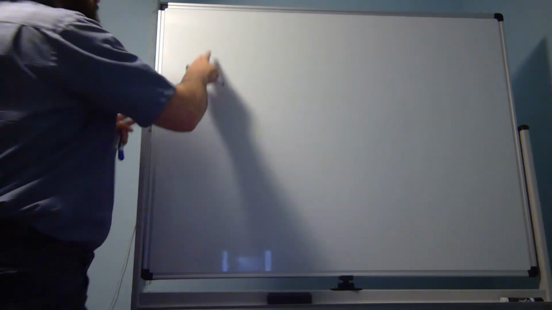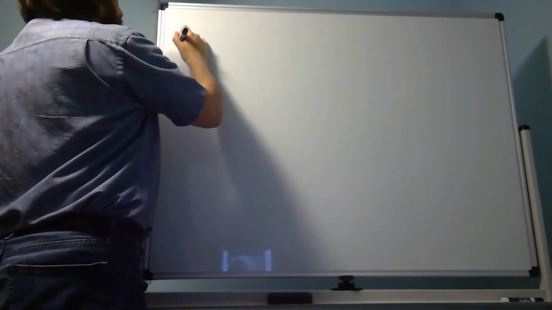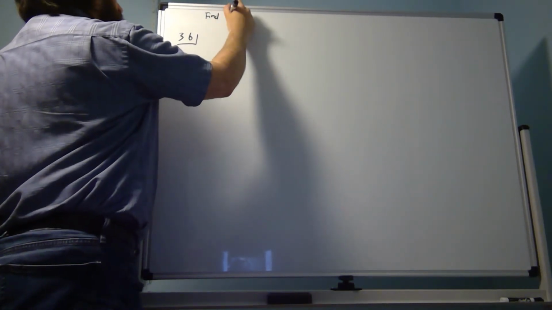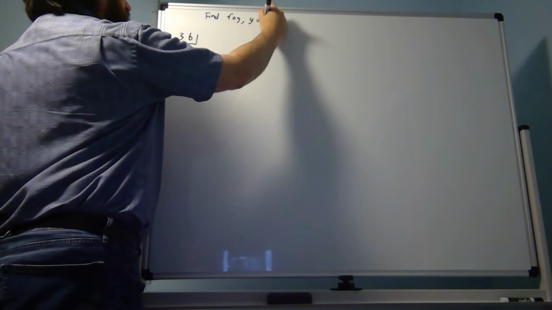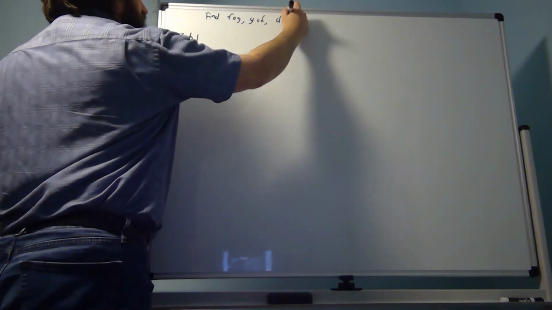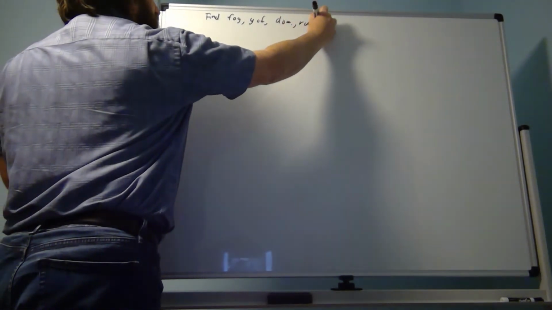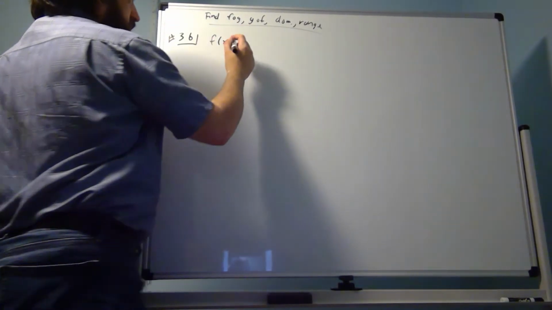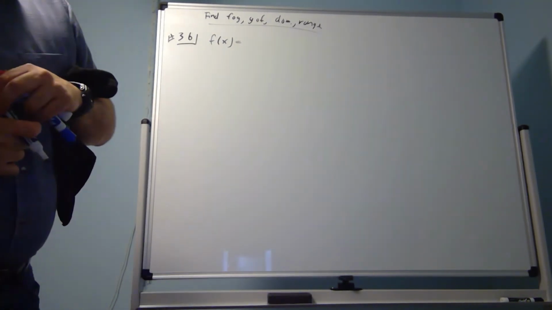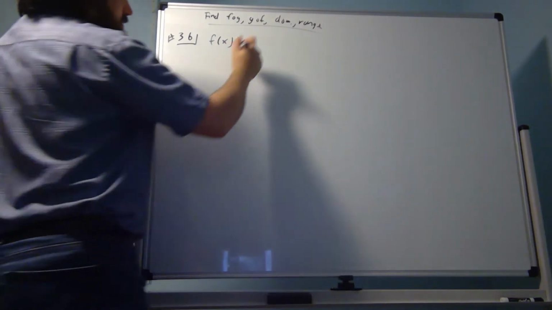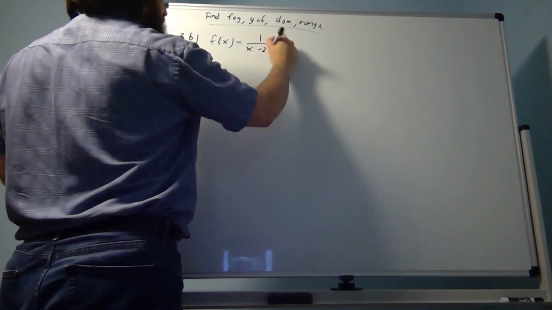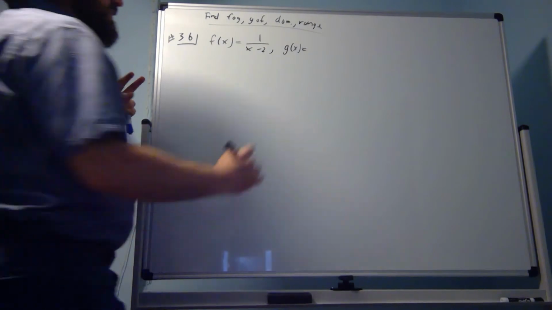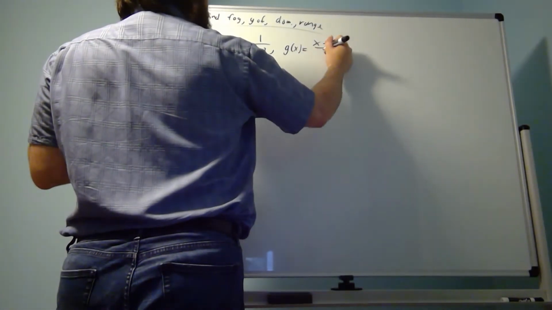Same instructions. We want to find f of g, g of f, and the domain and range. All right, so f of x is given to us as 1 over x minus 2. g of x is provided, that's x plus 2 divided by x.